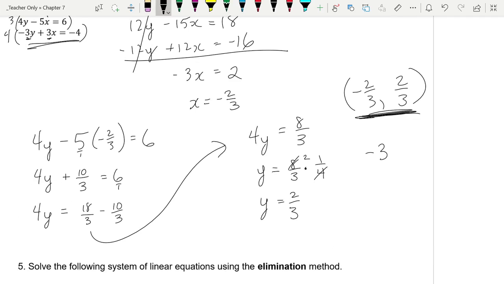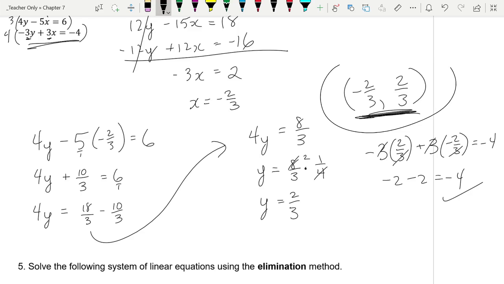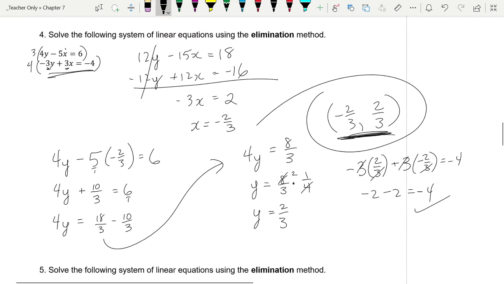Negative 3 times the y, which is 2/3, plus 3 times the x, which is negative 2/3, should equal negative 4. 3's cancel. And yeah, I have negative 2 minus 2 is negative 4. Yep, we're correct. The verify worked. So that's how I would do 4. So whoever was asking about 4, is there any steps in there where I lost you?